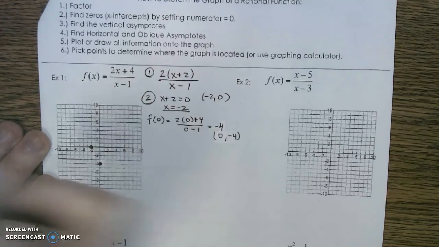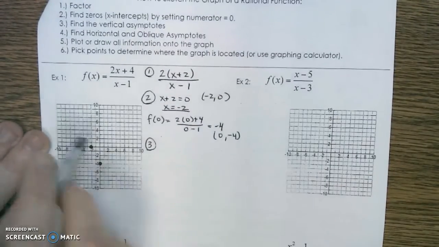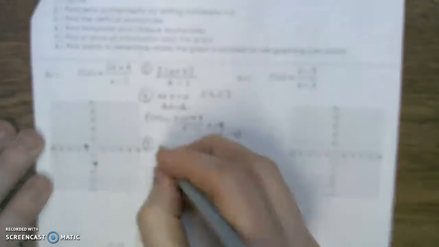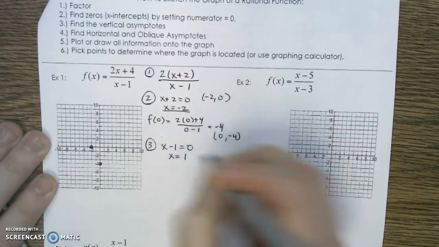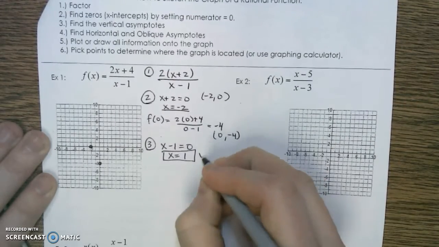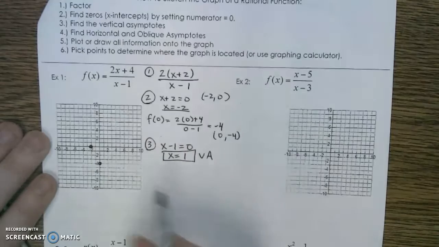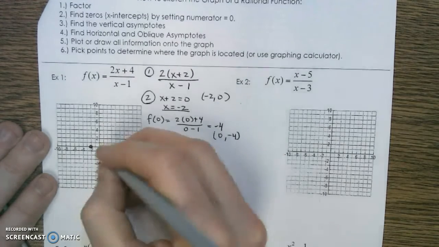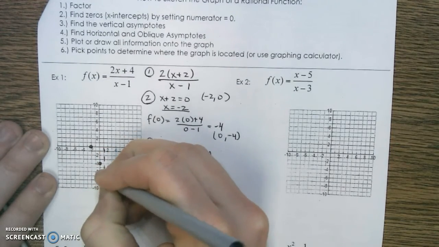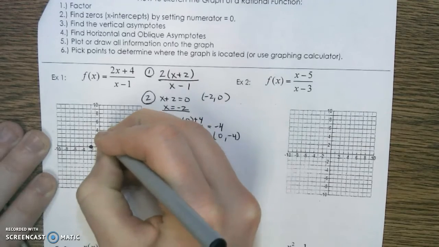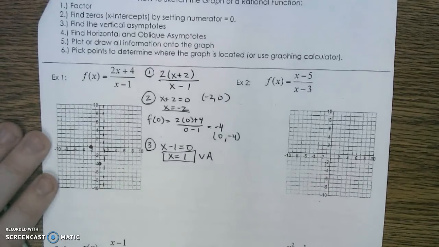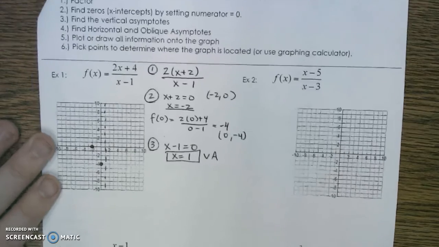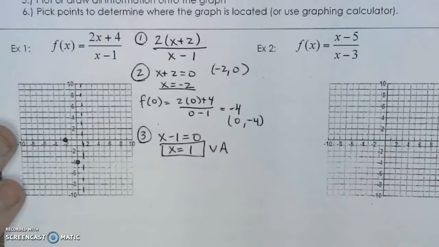3, we're going to find the vertical asymptote. The vertical asymptote you find by setting the bottom equal to 0. So I'm going to add 1 to the other side, and I get 1. This is a vertical asymptote. So I'm going to go over to x equals 1 and draw a dotted line, a vertical dotted line through 1, which is the vertical asymptote. So the graph is going to approach that dotted line but never touch it.